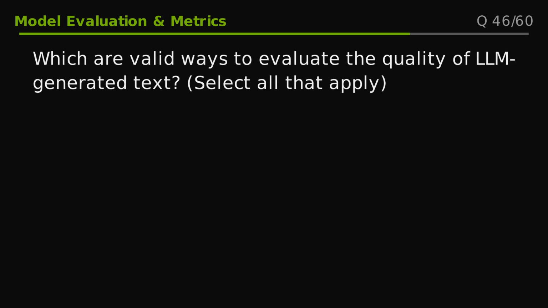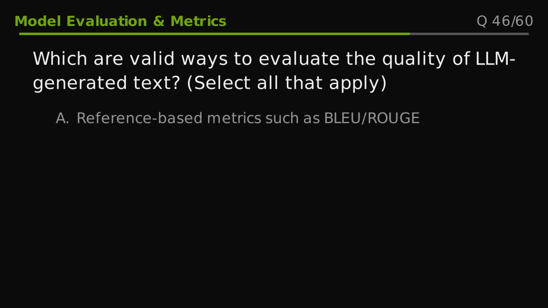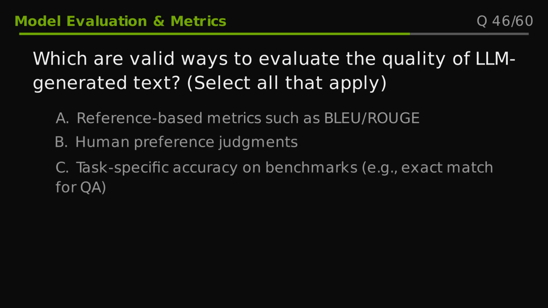Question 46. Which are valid ways to evaluate the quality of LLM generated text? Select all that apply. Option A, reference-based metrics such as BLEU or ROUGE. Option B, human preference judgments. Option C, task-specific accuracy on benchmarks, for example exact match for math. Option D, counting the number of verbs used.